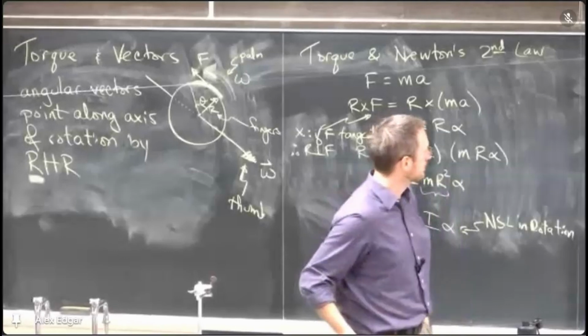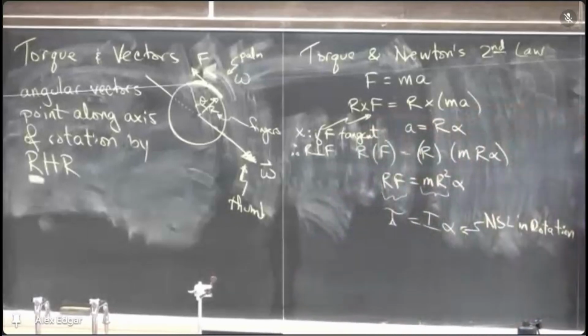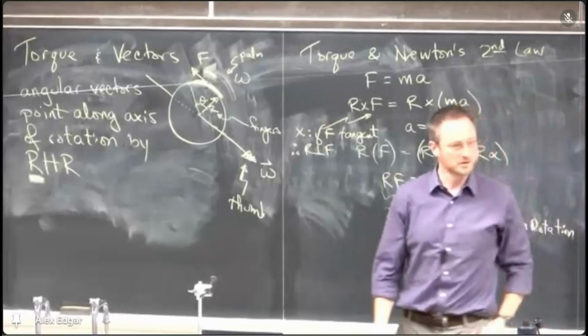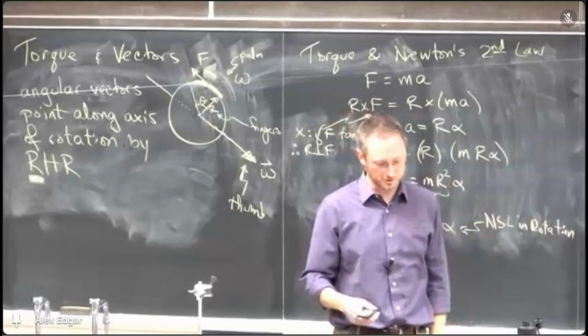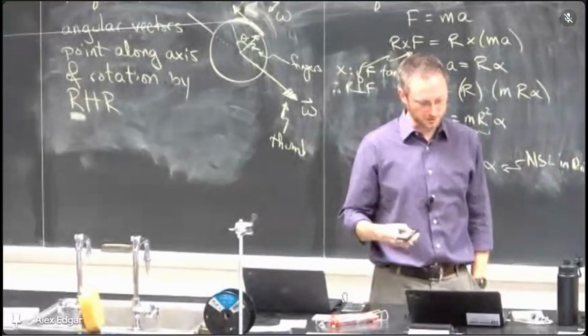Why does the R disappear inside? Torque is R times F. So the R has disappeared inside the torque. It's being hidden. Good question.